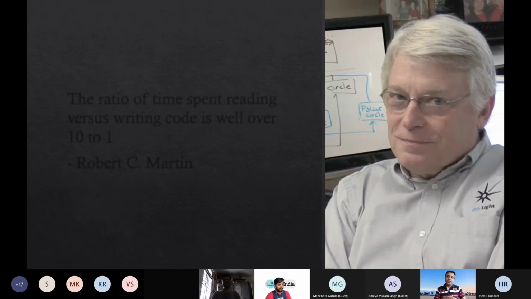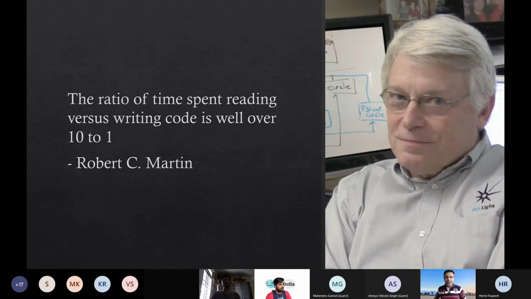So that's Robert Martin. He's written a lot about SOLID principles and clean code, etc. And he says that the ratio of time spent reading versus writing code is well over 10 to 1. We think we are all 10x developers, super coders, and quick typing is how we are all portrayed when it comes to implementing, building, or doing our programming. But it's so not right. We have to look at the code.